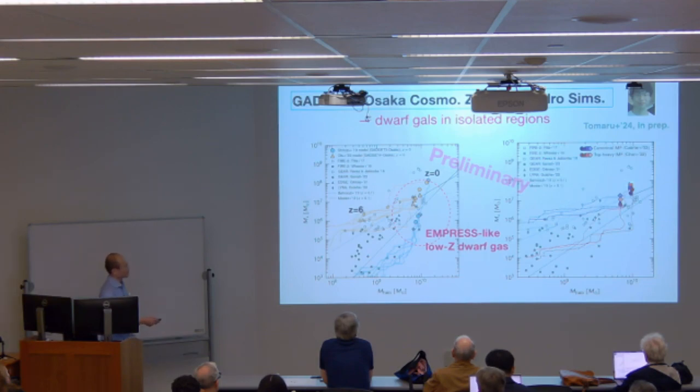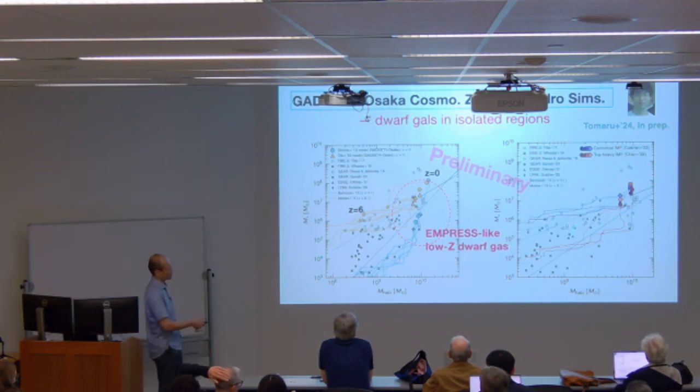We're also trying to highlight the differences between the canonical IMF, the Chabrier IMF, versus the top-heavy IMF, which also shows variations at the low mass end. So these evolutions are a coupled effect of both supernova feedback model variations as well as IMF variations, so it's difficult to disentangle the panels.